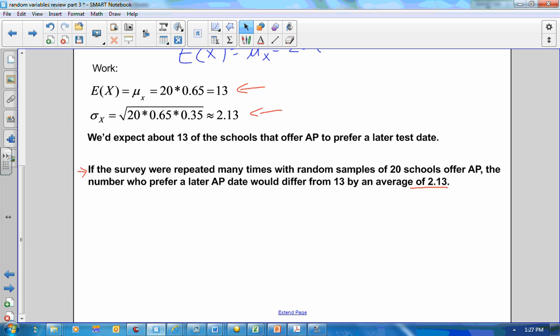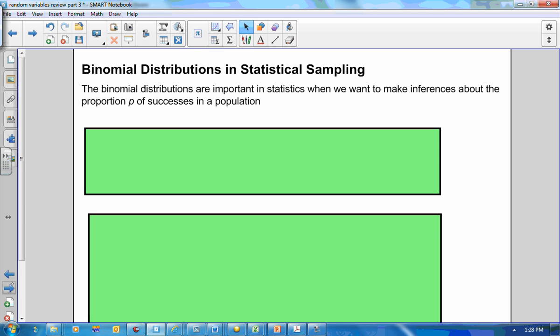Okay, so we've looked at the binomial setting when we have a PDF example, exactly 8 successes, a CDF where it's an inequality, and we looked at the mean or expected value and the standard deviation of a binomial. All right, how about using binomial distributions in statistical sampling? Binomial distributions are important in statistics when we want to make inference. So we've been doing that lately.